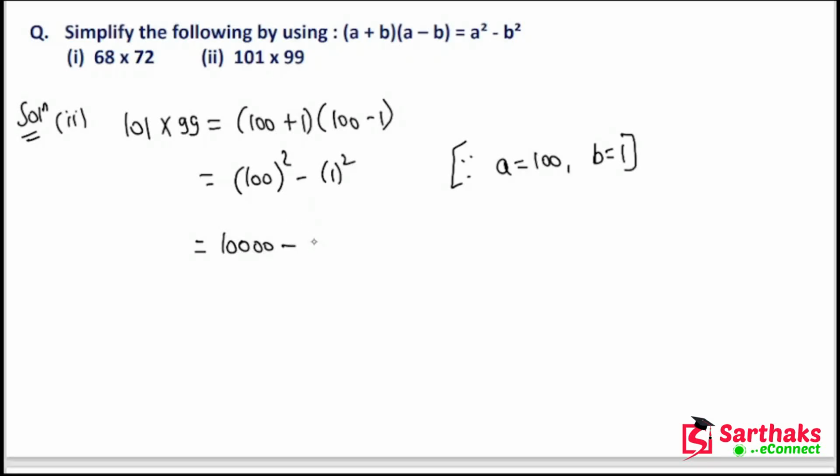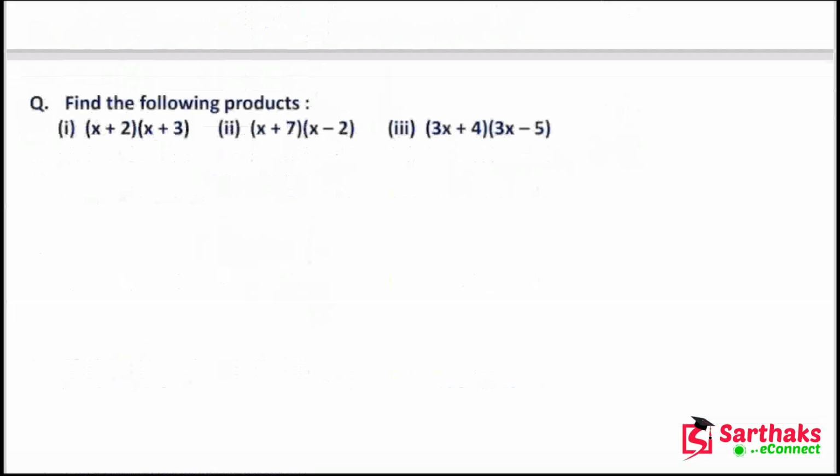So it will be 10,000 minus 1. So we all know that it would be 9999. This is the largest 4-digit number, right? And this 10,000 is what? It is the smallest 5-digit number. So there is a difference of 1 only. Okay, let us move on to the next question.